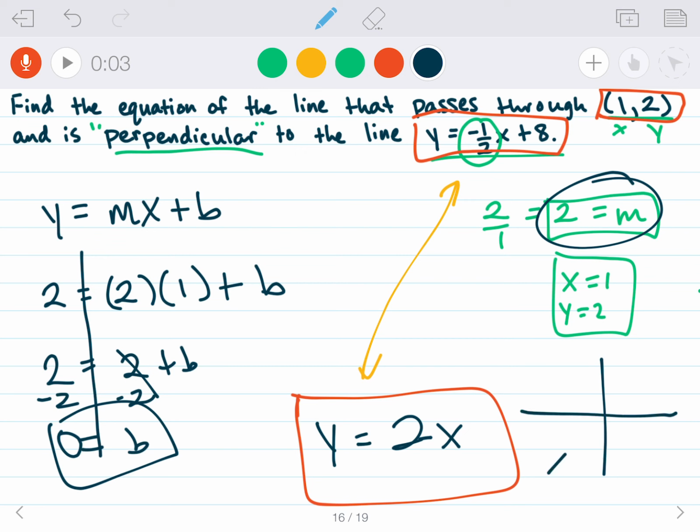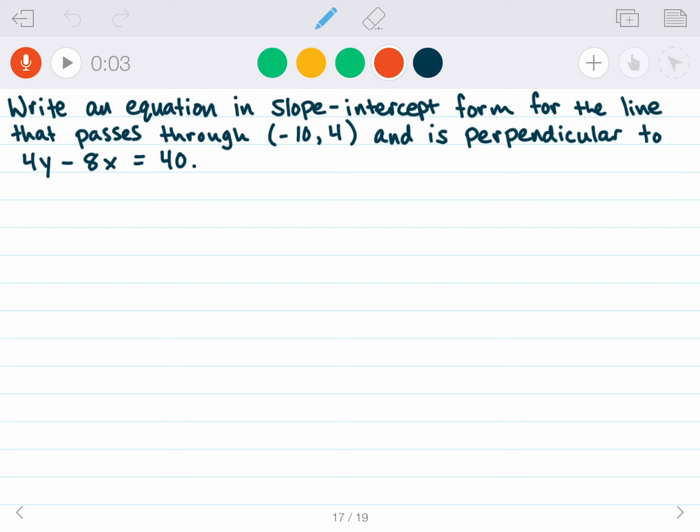Y equals 2x is going to look something like this. And then negative 1/2 x plus 8 is going to look something... that's not good enough. Let's see. Well, the point is that they meet at 90-degree angles. So this one is going to be y equals negative 1/2 x plus 8. And you can see that they meet at that 90-degree angle right there. Perpendicular lines.